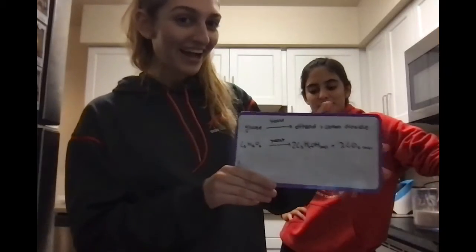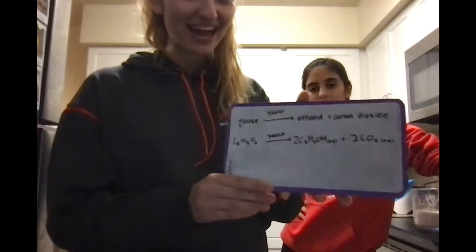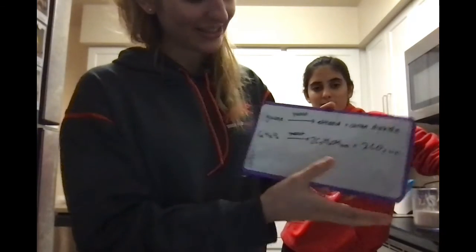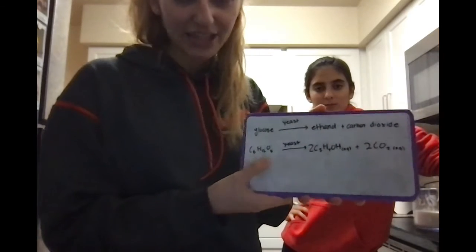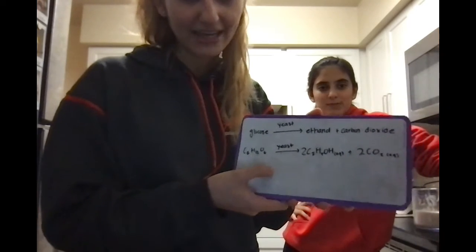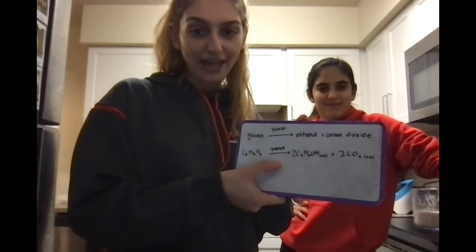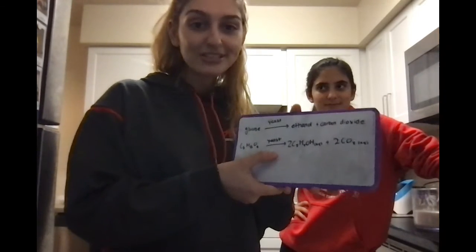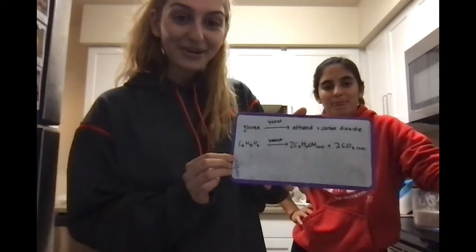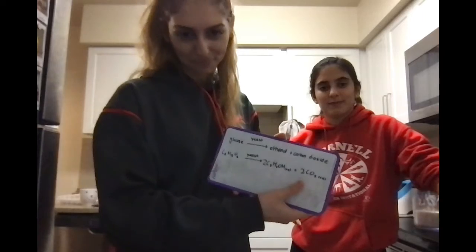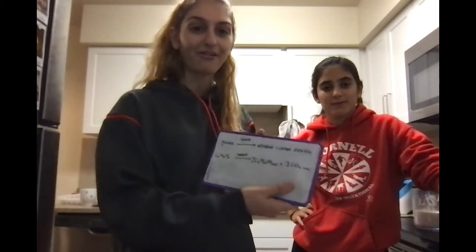So the chemical reaction for when glucose reacts with yeast and it creates ethanol and carbon dioxide is C6H12O6 reacting with yeast to create 2C2H5OH plus 2CO2. For every one glucose molecule, 2 molecules of carbon dioxide and 2 molecules of ethanol are formed.